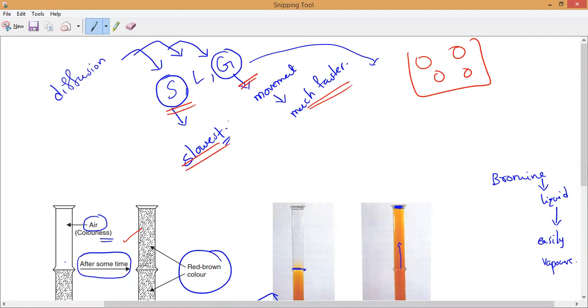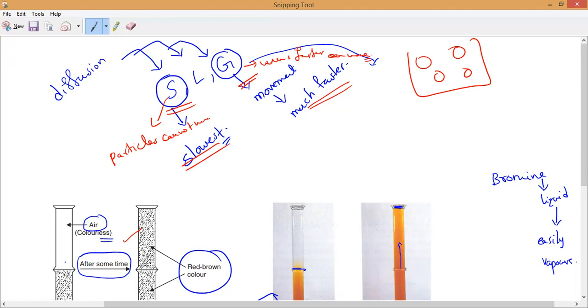Why slowest in solids? Because particles won't move here. Particles cannot move. But here they can move much faster. Is it okay, guys?